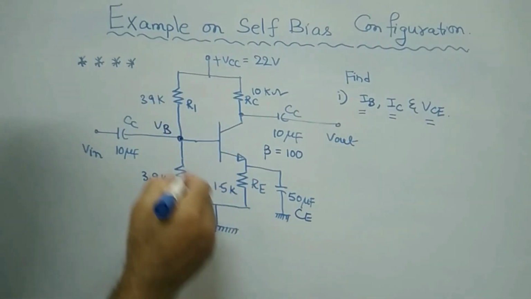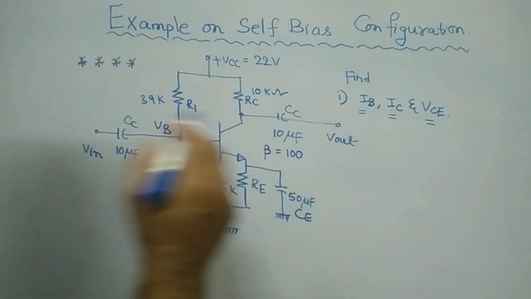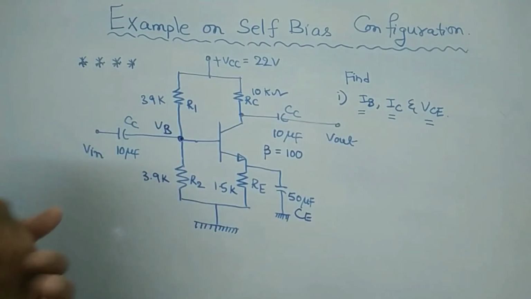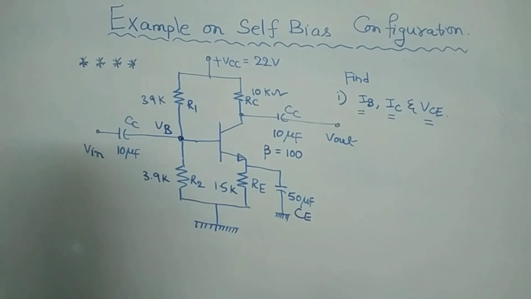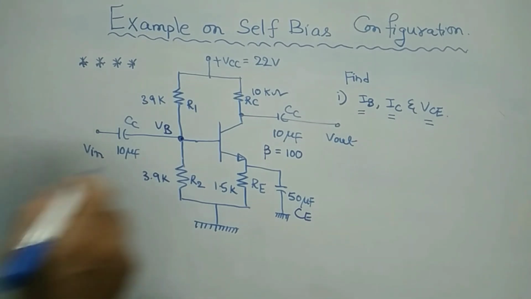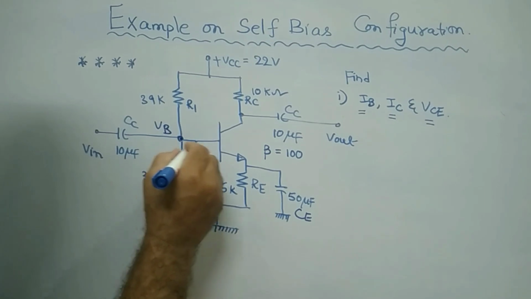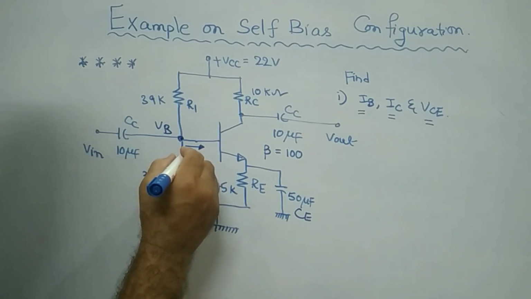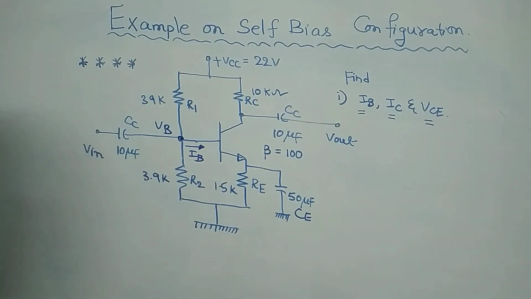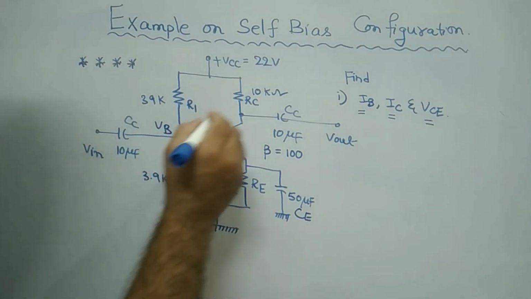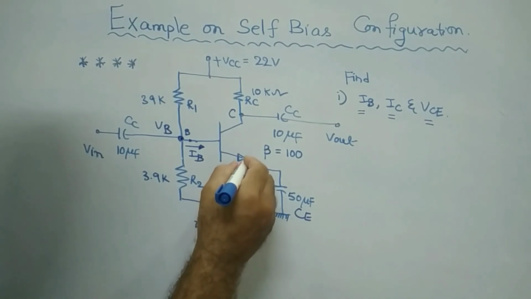From these given values, and from beta, which is given as 100, you can directly solve these parameters, right? First of all, this is IB, the current flowing through the base terminal. This is the base current which flows through the base terminal because it is the base. This is the collector, as you know already. This is the emitter.